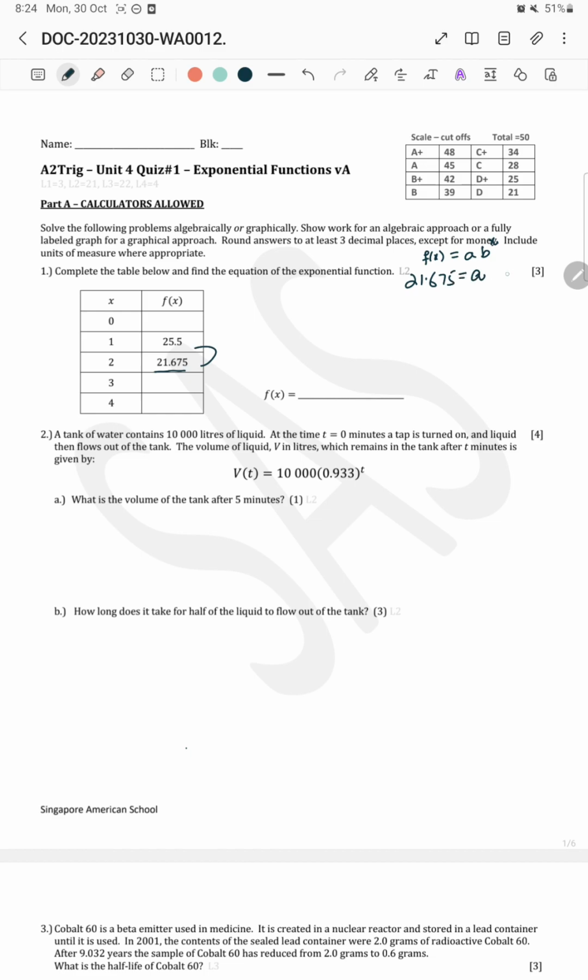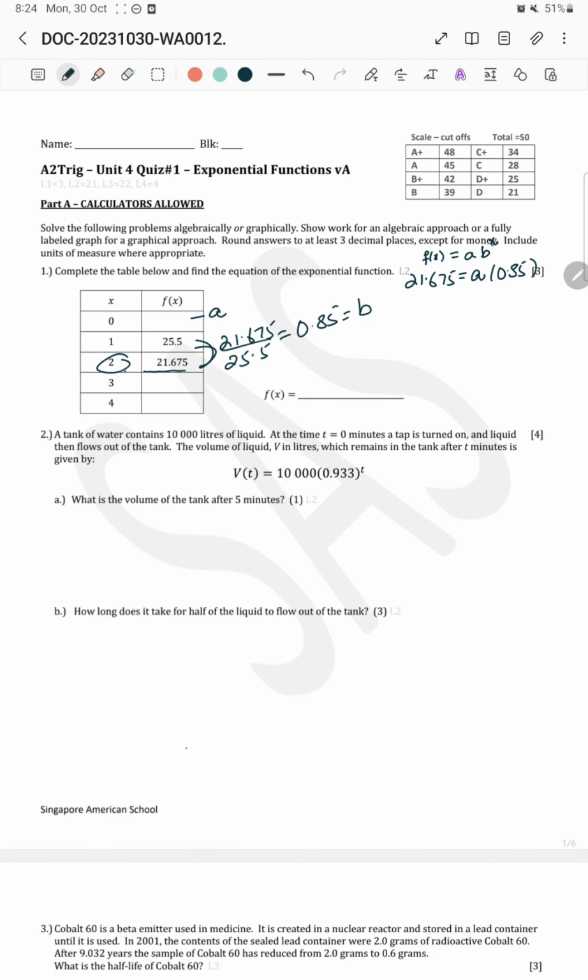21.675 is equal to a, which is not given, the first value. b is given by dividing them. So we will divide 21.675 by 25.5, which will give us 0.85. 21.675 divided by 25.5 is equal to 0.85, which is the value of b, 0.85.